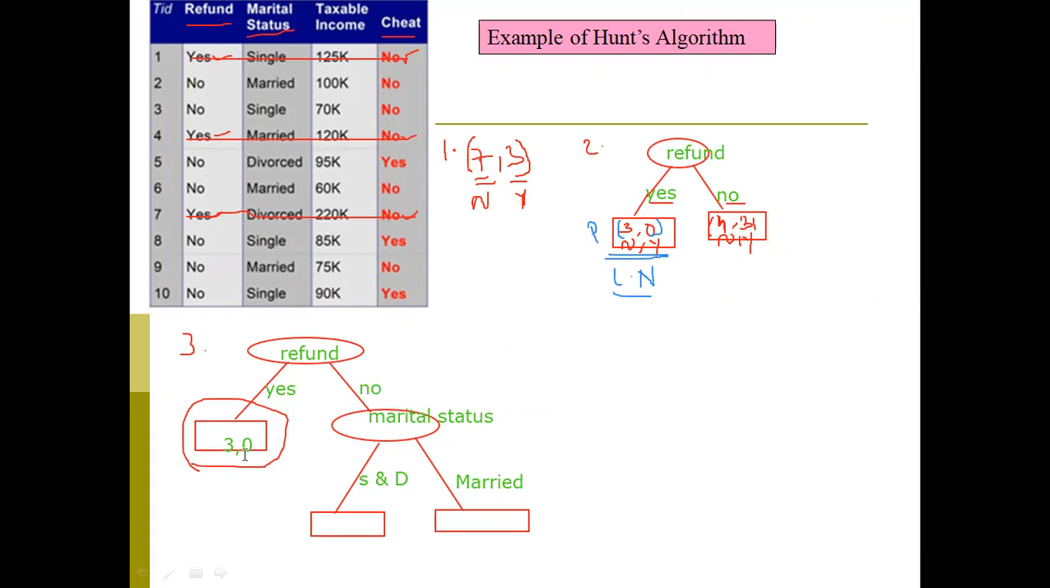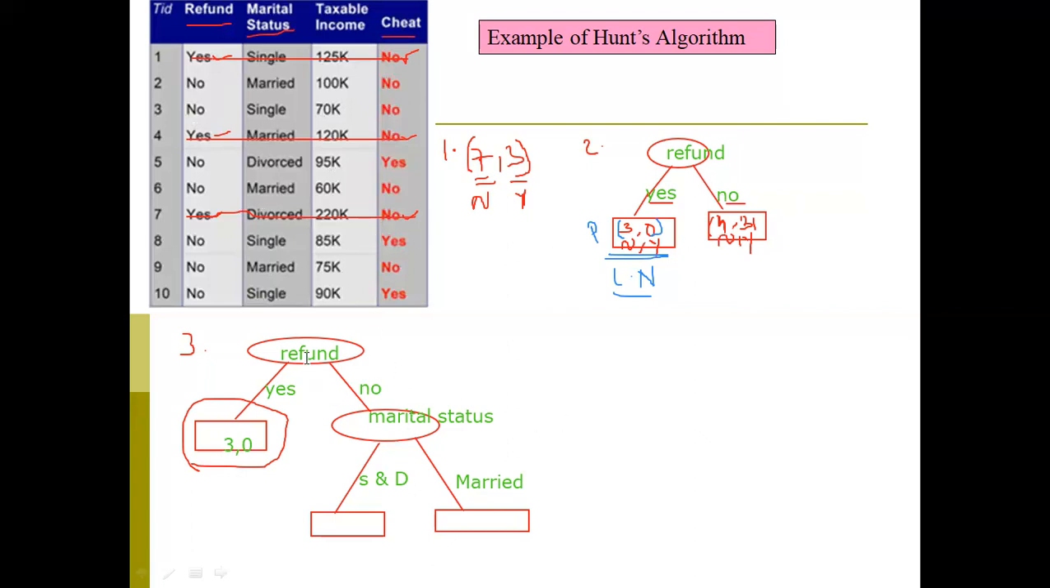Under yes, you got already a pure node. That pure node's values I have struck off from this table. Why? Just to avoid a little bit of confusion from this table, I have struck this off. Because already we got a pure node for refund is yes. This is a pure node, this is a leaf node. That's why I have struck this off. Now, okay.